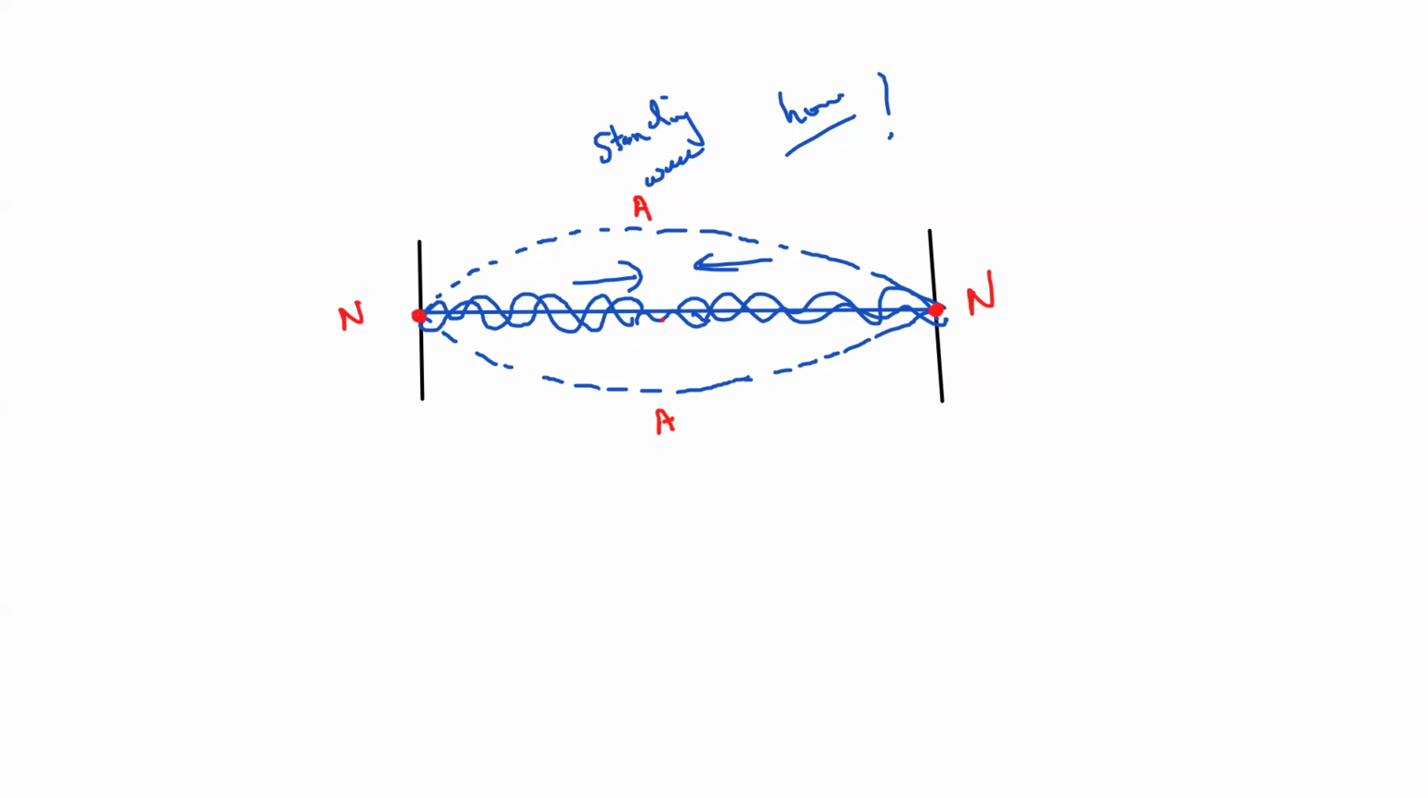So in a standing wave, what actually happens? The constructive and destructive interference happen together. That's why we have nodes and antinodes in the same wave. So this is a resultant wave which is formed by the combination of two waves in opposite directions.